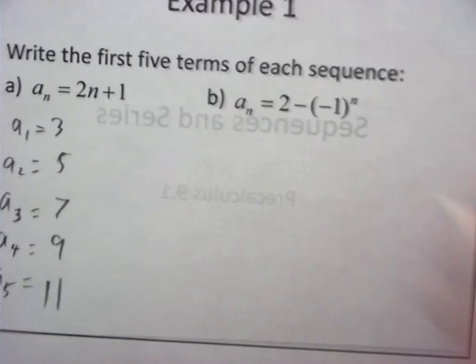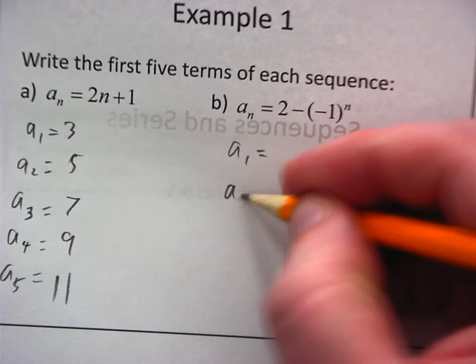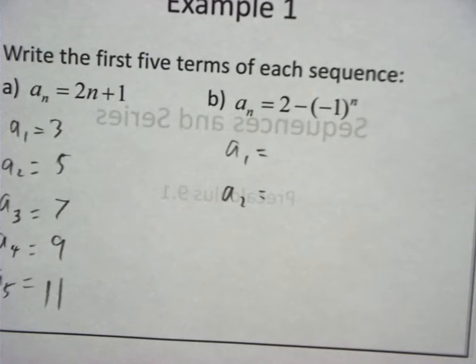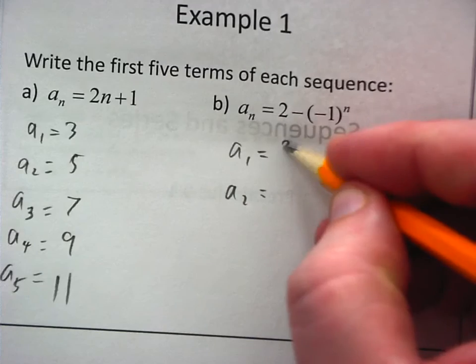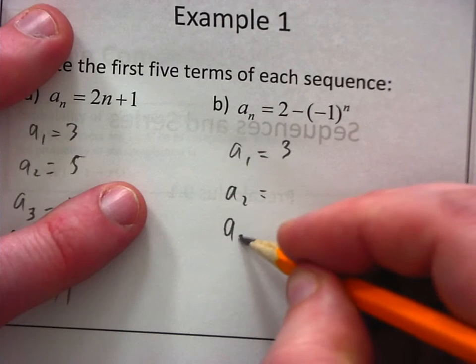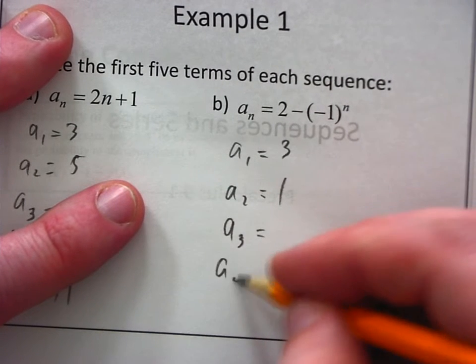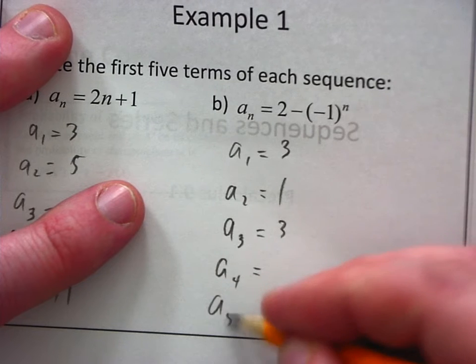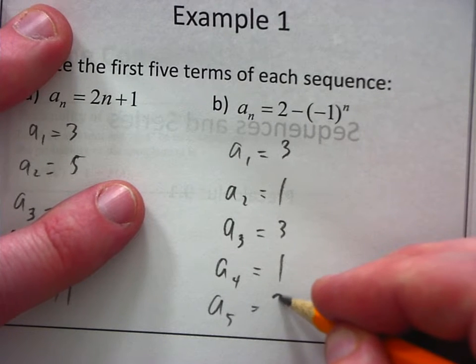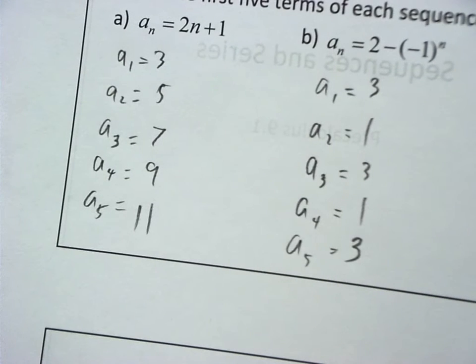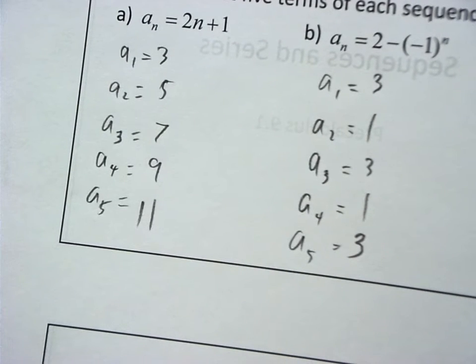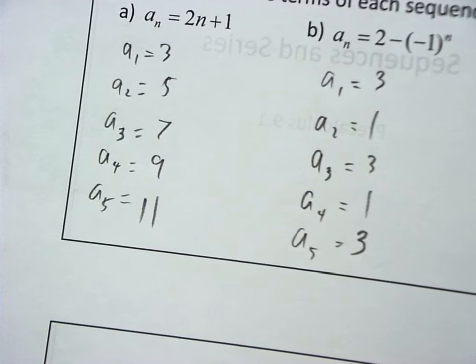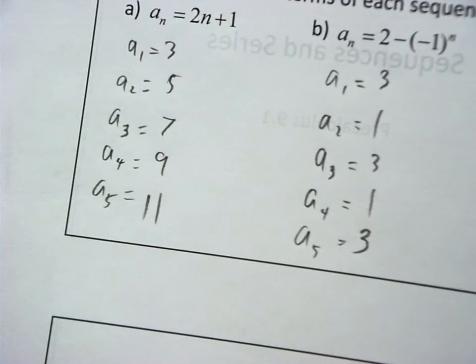For this one ends up a little bit strange. What's a sub 1 going to be in this case? 3. What about a sub 2? A sub 3? A sub 4? And a sub 5? 3. Okay. Is that one arithmetic or geometric? Neither. It is neither of them.